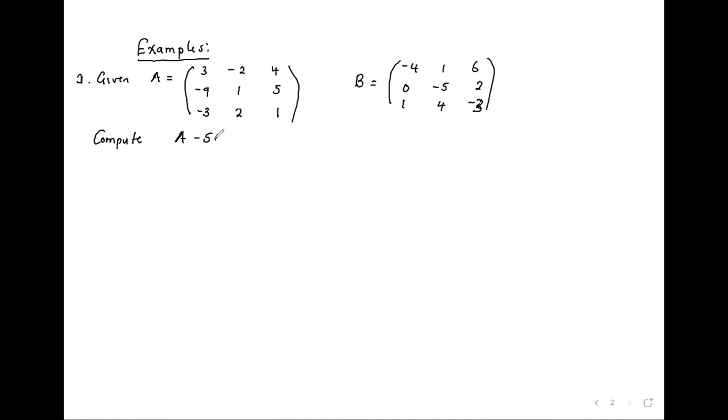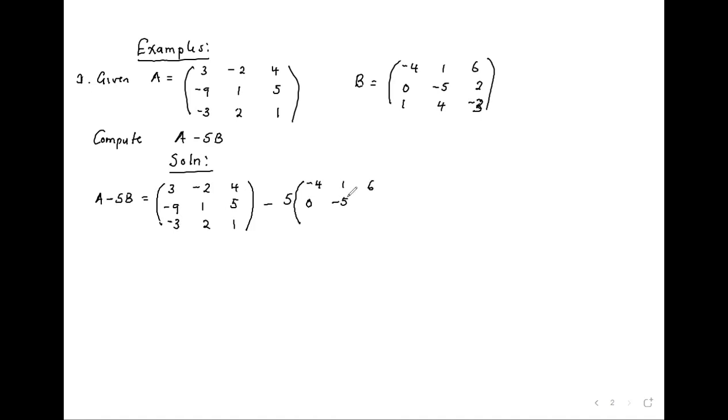A minus 5B. So we're doing two things here. We'll do the subtraction and also scalar multiplication. We're starting with scalar multiplication before we subtract. So A minus 5B is equal to A, 3, negative 2, 4, negative 9, 1, 5, negative 3, 2, 1, minus 5 multiplied by matrix B, negative 4, 1, 6, 0, negative 5, 2, 1, 4, negative 3.